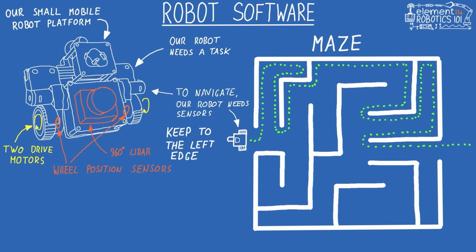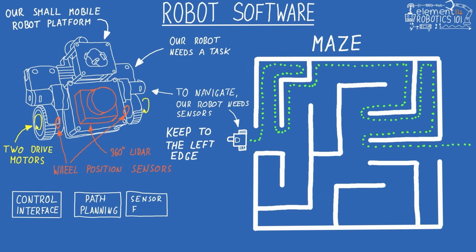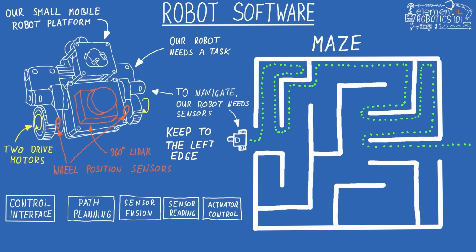Making that physical movement happen requires a specific stack of software blocks. At the top, we have the control interface, which is our graphical user interface. Next is the path planning, which handles our edge following algorithms or AI, for example. Then comes sensor fusion, which uses math like Kalman filters to combine our LiDAR and wheel data. Finally, at the lowest level, we have sensor readings and actuator control.